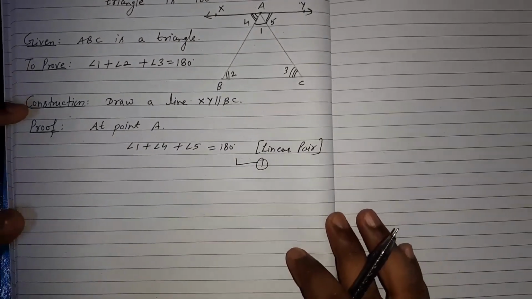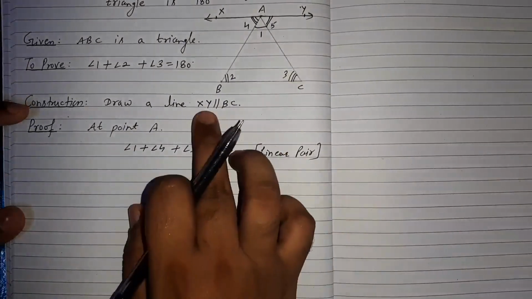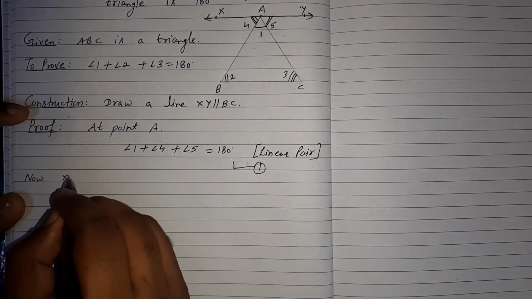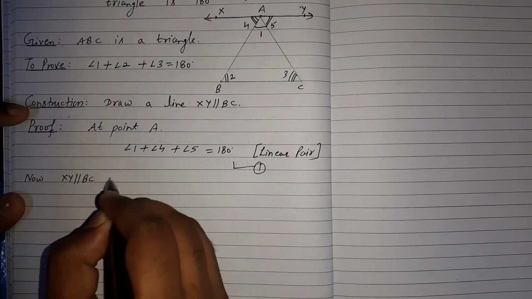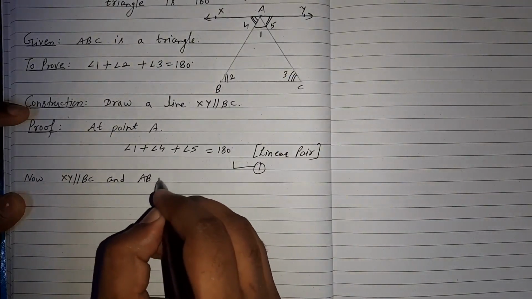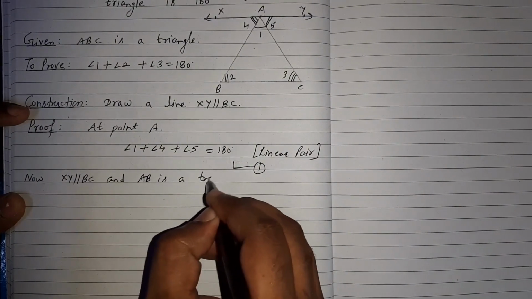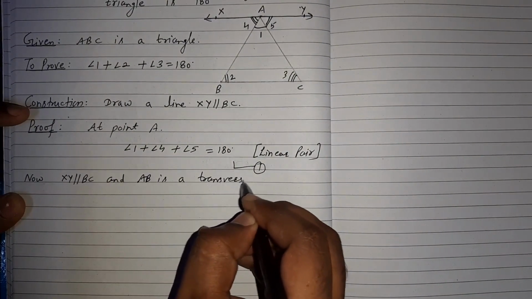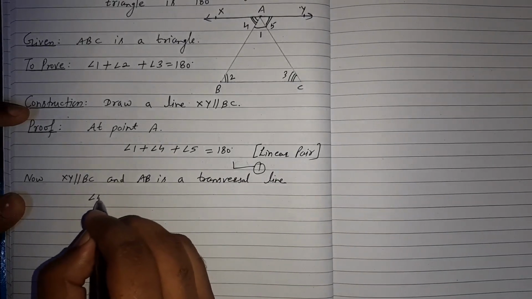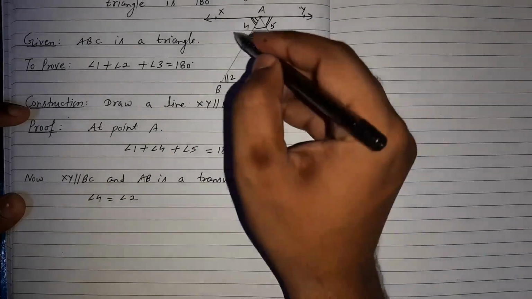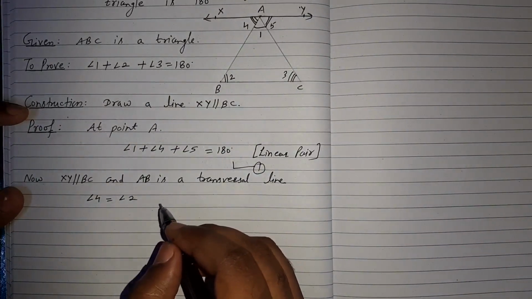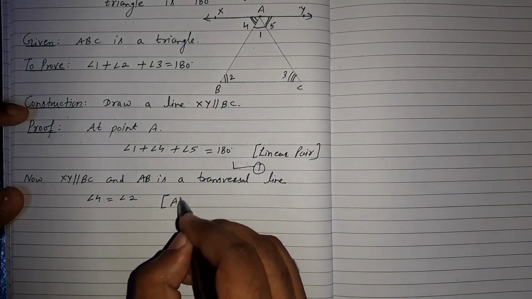Now XY is parallel to BC by construction, and AB is a transversal line. So angle 4 is equal to angle 2. It is a pair of alternate interior angles.